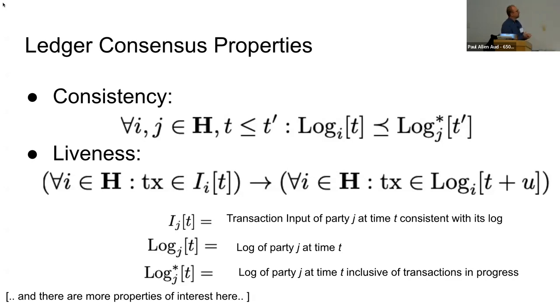Now, the first property, you can parallel it to something like consistency. It's similar in a way to agreement. It basically says that if you take two honest servers, the log of one server at a certain time is going to be a prefix of the log of another server at this time or a bit later.